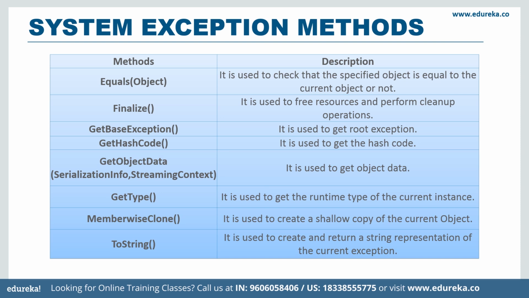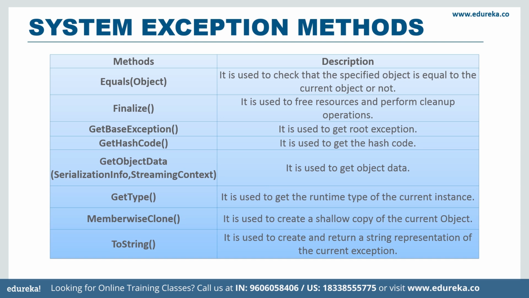So the first method is Equals(object), which is used to check whether the specified object is equal to the current object or not. Then we have Finalize. It is used to free resources and perform cleanup operations. Followed by that, we have GetBaseException, which is used to get the root exception. Then we have GetHashCode, which is used to get the hash code. Followed by that, we have GetObjectData with SerializationInfo and StreamingContext, which is used to get the object data. Followed by that, we have GetType.